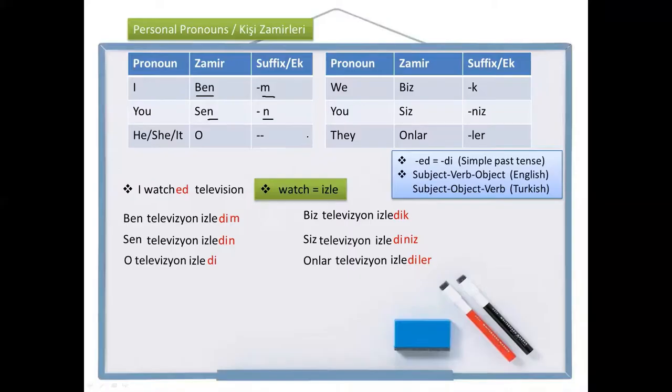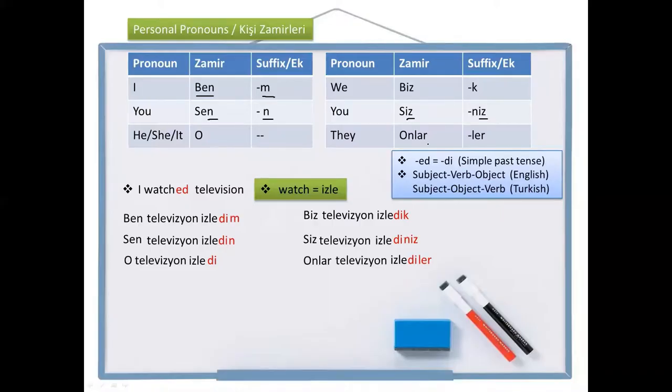Let's go to the other side of the chart. In the middle, as you see, you, the plural, which is siz. And as you see, the last two letters are iz, and they are here too for the suffix, but with an n. So when I write siz, in the end of the sentence, I take this iz and adding with an n, it becomes niz.